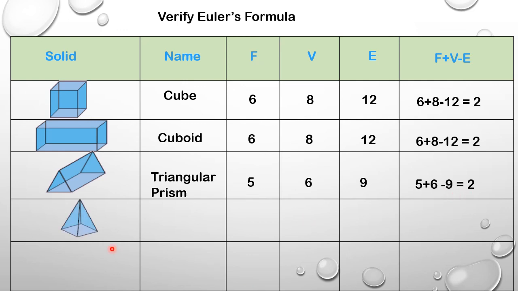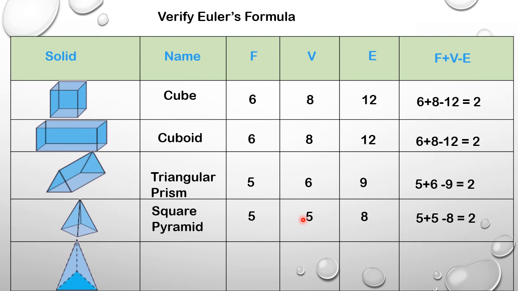Then the next shape is the square pyramid. For a square pyramid, how many faces are there? It has 4 sides, then 1 bottom. So totally 5 faces. Then how many vertices? 1, 2, 3, 4, and here 1, so 5. How many edges are here? In the bottom itself it has 4 lines, then the sides have 4 lines. So 4 plus 4, 8. So 5 plus 5 minus 8. So 10 minus 8, that is equal to 2.